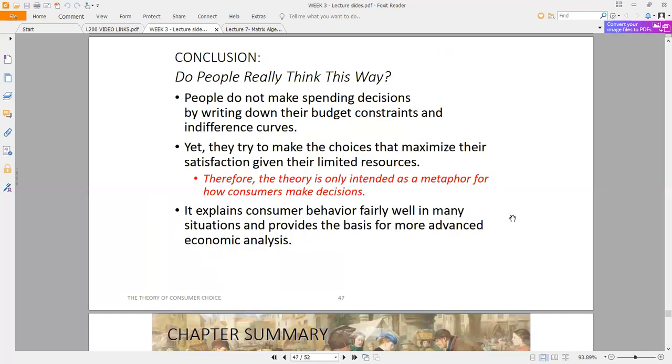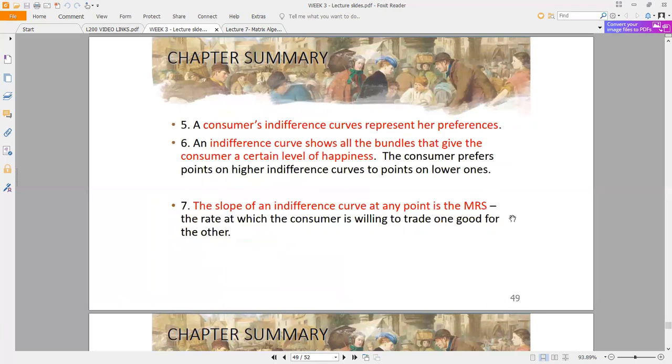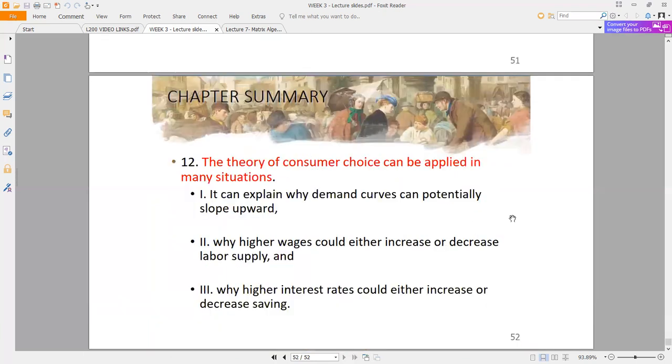All right, so these are the applications. These are just giving a summary of what we have done. So this is where we end for the consumer theory and its applications. See you next time.